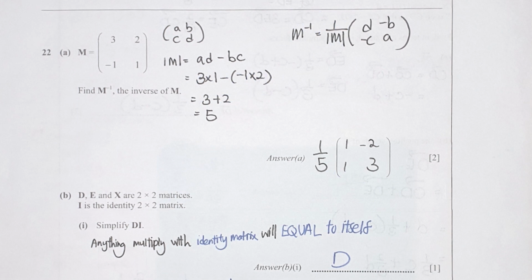Question 22 here, part A is pretty straightforward. It is actually finding the inverse of n. All the full detailed working has already been attached, so I would like to skip this part and proceed with the explanation on B number 1. Identify D multiplied with I. Anything multiplied with the identity matrix will be equivalent to itself. So D doesn't change.